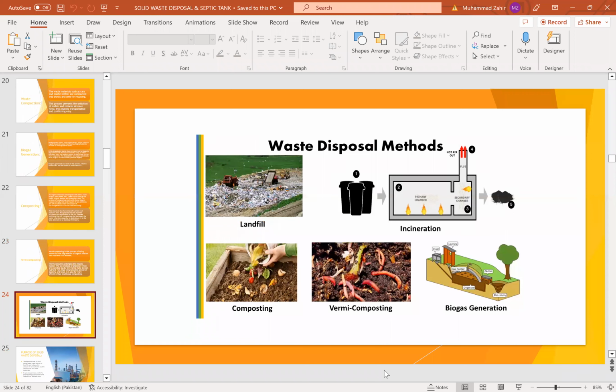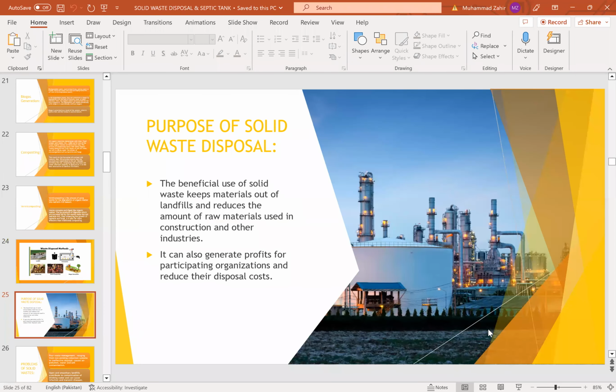So these are different methods. You can see the landfill, the incineration, the disposal at the end, the ash, then composting, vermicomposting, and biogas generation. Purpose of solid waste disposal.